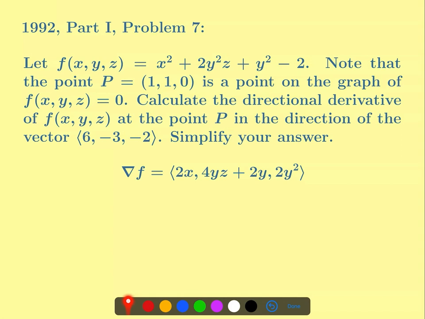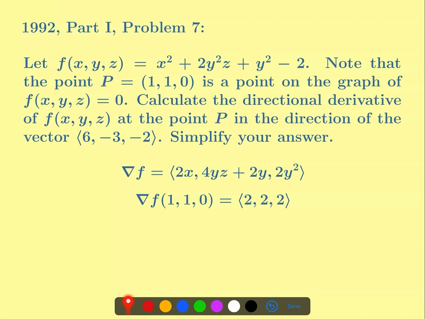Next, we want to know what that gradient is at p. So we plug in the point 1, 1, 0, and you can see if x is 1, this is 2. Here y is 1, but z is 0, so this is going to be 0. And then we have 2 times 1, so that's going to be 2. We have 2 times 1 squared, so this is going to be 2. So we just get the vector 2, 2, 2 for the gradient.